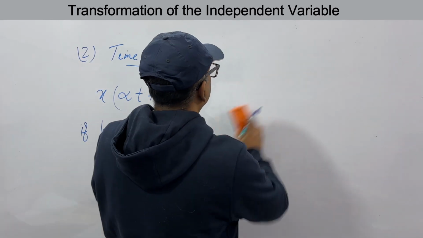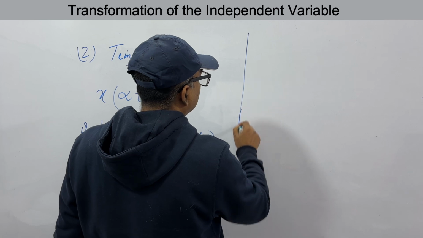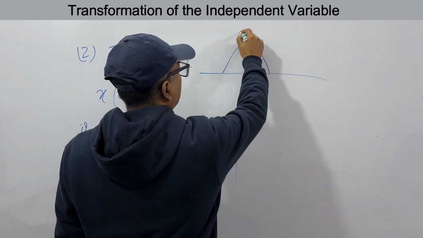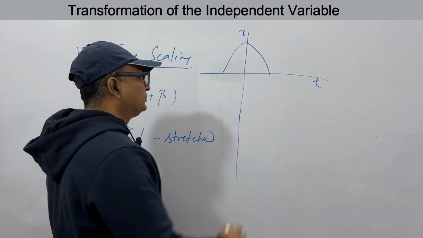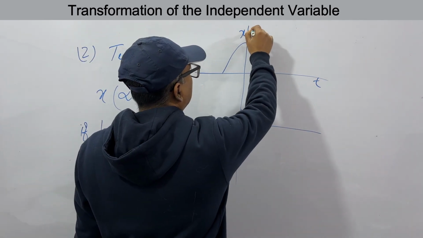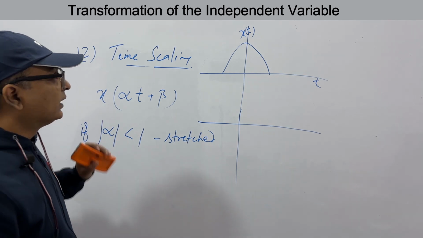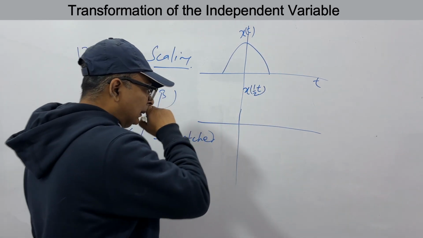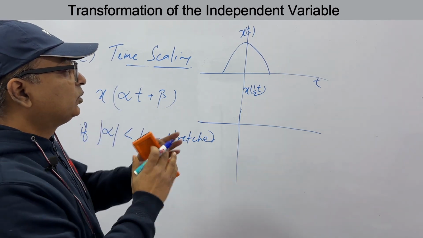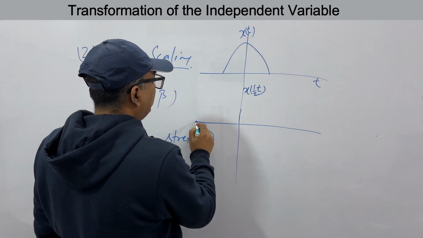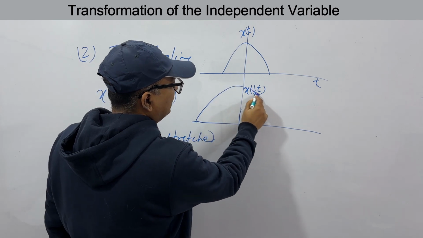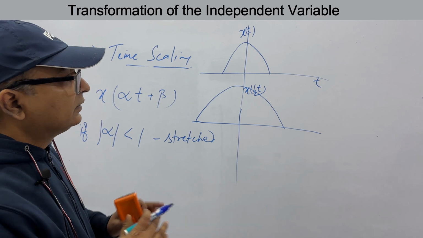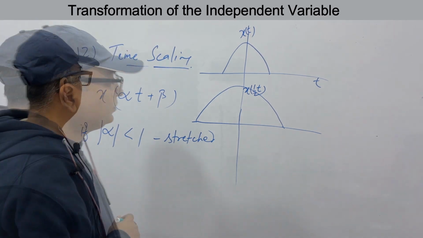What is the meaning? I am telling you. Let's say our signal is this. If this is x(t) and we have alpha less than 1, let's say we have to see x(t/2). I told you it gets linearly stretched, that is, half, so it will become double. The signal will be like this. The shape of the signal is the same, but it is linearly stretched.